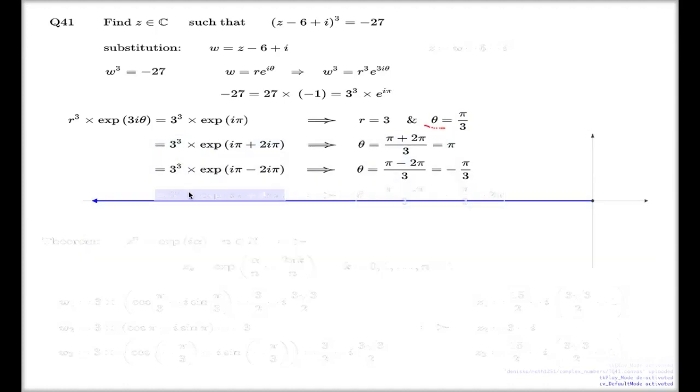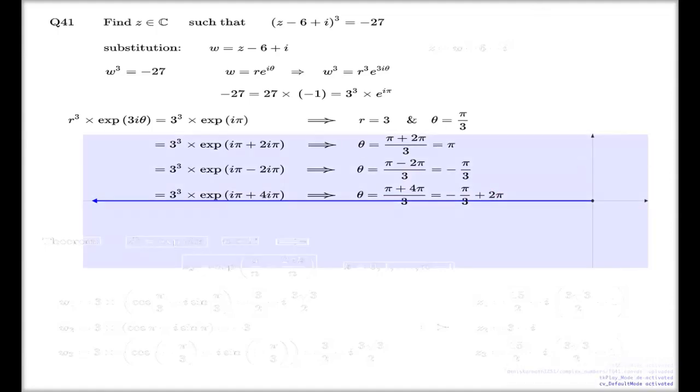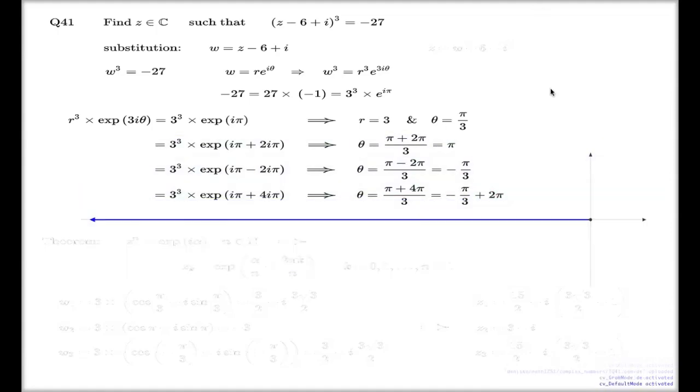Look, here I actually have another attempt. You see, I now add 4 pi rather than 2 pi. And I'm asking whether it will give me another new theta. Let's see. This time my theta will take this form. And this time it doesn't bring anything new, because this new theta is essentially my negative pi over 3 with an extra revolution.